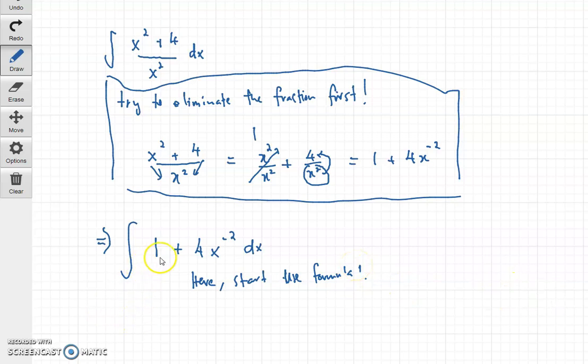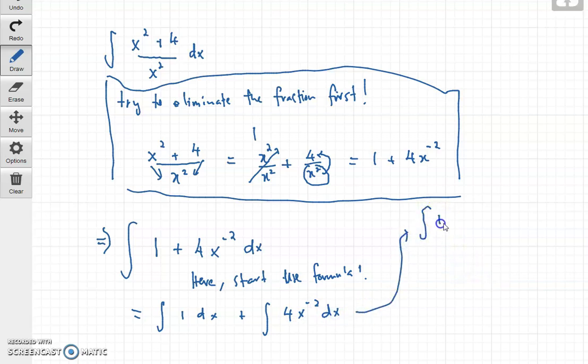Since we have a plus operation and another function here, you can split it into two: integrate 1 dx plus integrate 4x power of negative 2 dx. Not enough space there, so let me continue here. Integrate 1 dx. Since you have a coefficient in front of it, you may bring it out, so it will be plus 4 integrate x power of negative 2 dx.